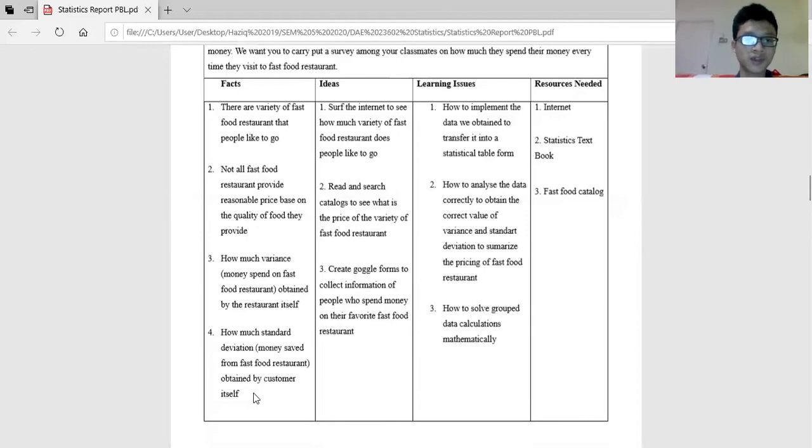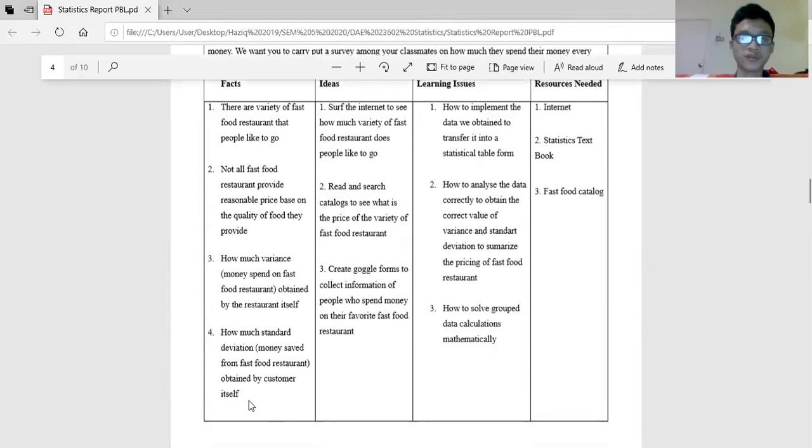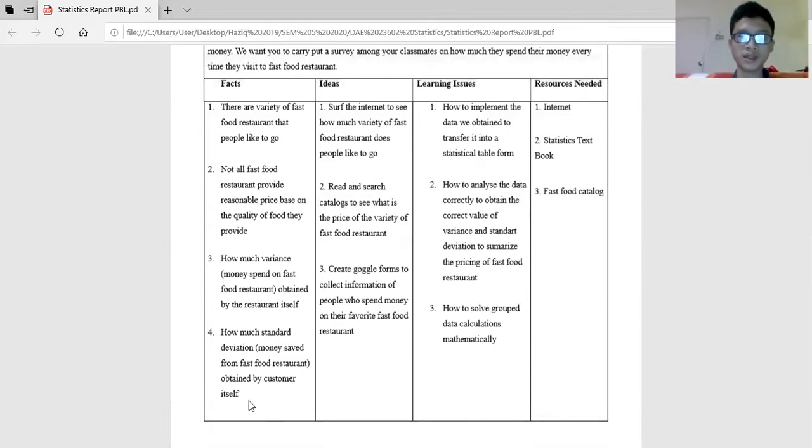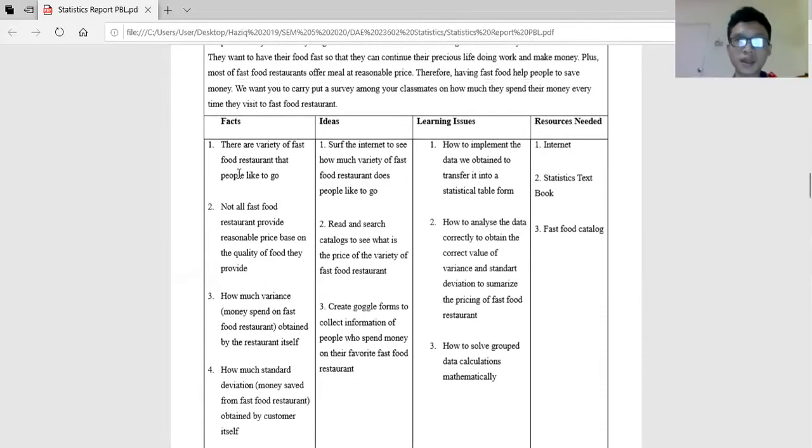And lastly, the fourth fact is how much standard deviation, or I can say the money saved from fast food restaurants, is obtained by the customer itself. This means that the standard deviation is how much money the 14 respondents that we got can save from the amount of money they spend at the fast food restaurant owner. Okay, you get it? And that is for the facts. Now I explain the ideas.